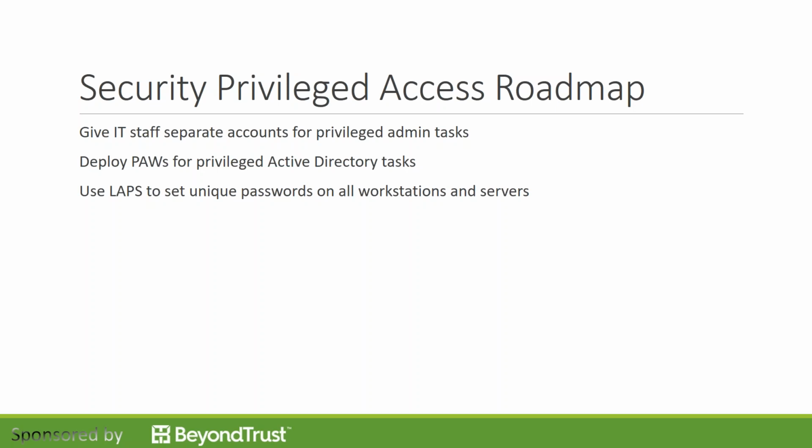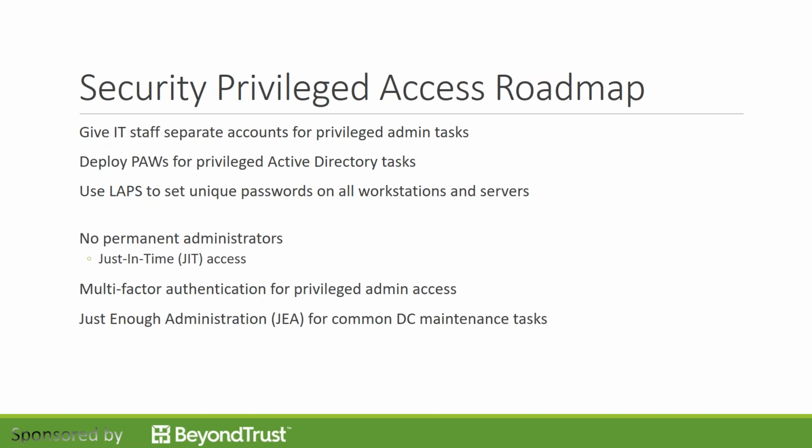And also part of the first phase is that you should set unique passwords on all of your workstations and servers. And Microsoft has a tool to do that called LAPS, and you can use that to set unique passwords on all of your devices. And this also helps to stop lateral movement across workstations and servers. If you have the same administrator username and password on every device, it only takes the hacker to find out, obviously, one password, and they've got access to your entire network.